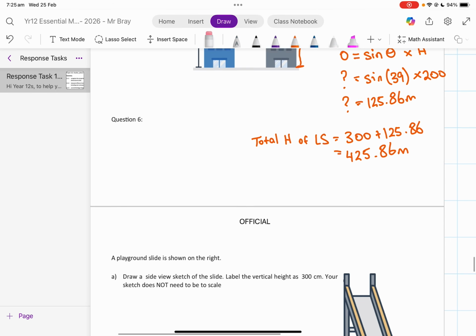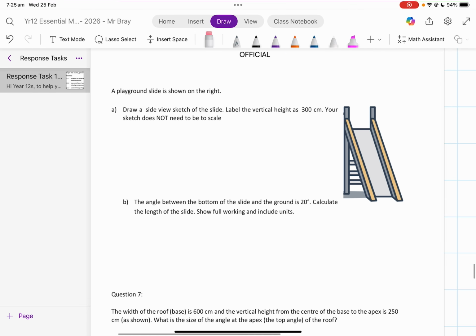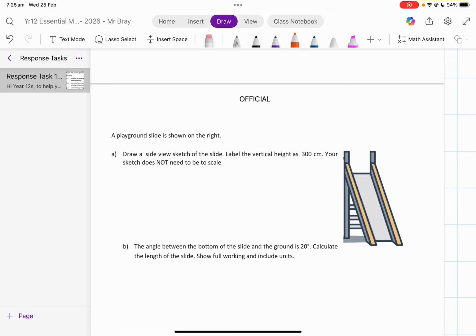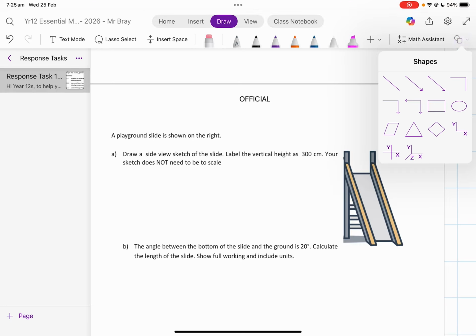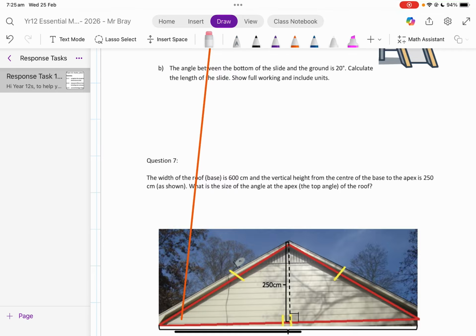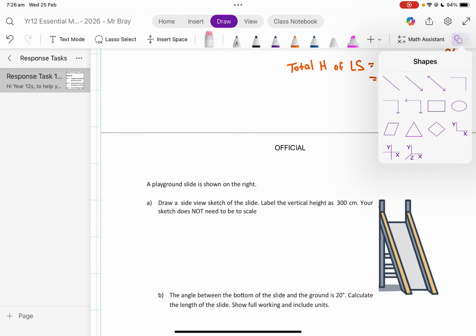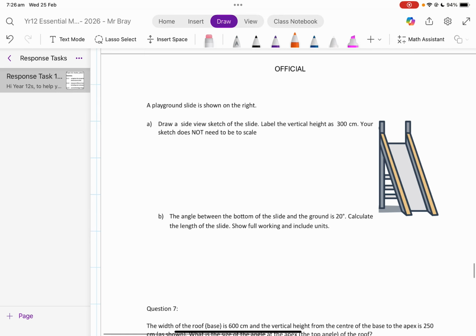All right, next question. A playground is shown on the right. First job is to draw a side view sketch of the slide and label with a vertical height of 300 centimeters. So I'll try using my shapes again, but it usually gets a bit upset with me. Okay, that's not the shape. Yeah, no, it doesn't like it. All right. No matter, you guys will just have to deal with me not being able to do perfectly straight lines, sorry.